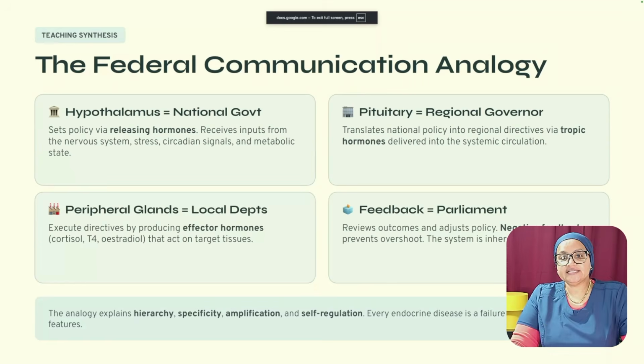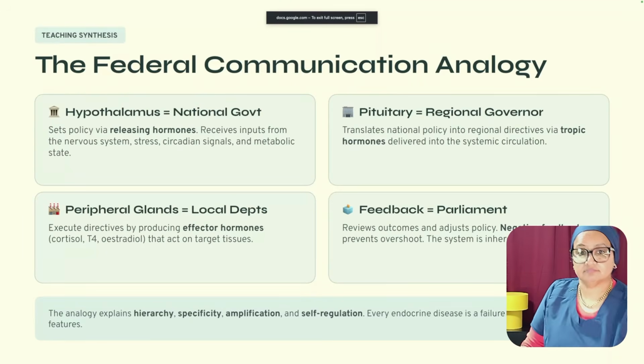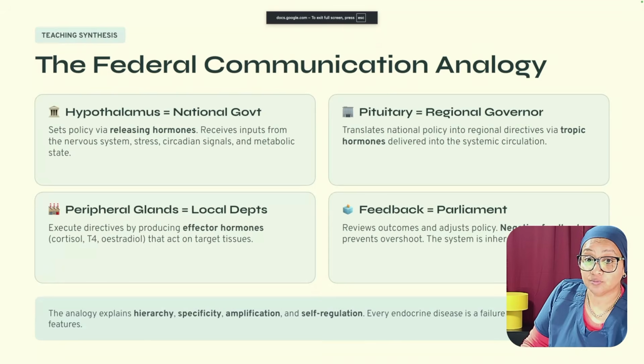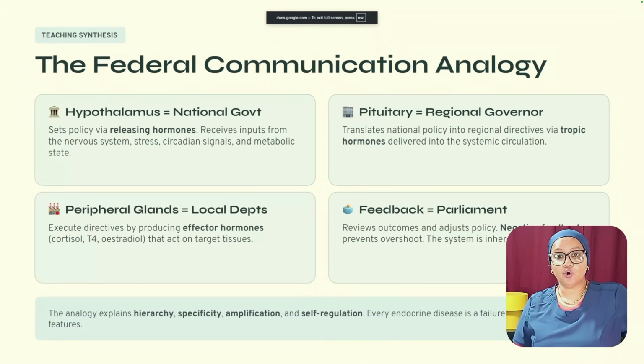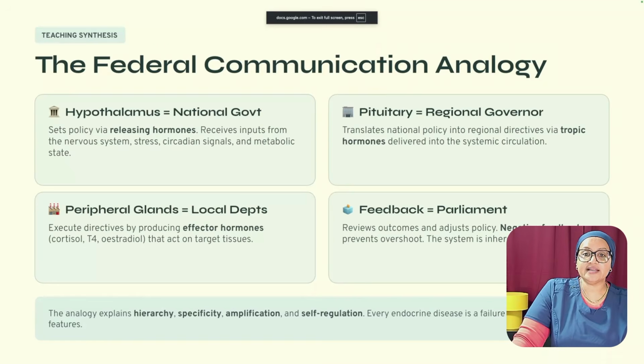Then the pituitary is the regional government. It receives policy directives via the portal circulation and translates them into regional orders, the tropic hormones, broadcast into the systemic circulation at much larger amplitude than the hypothalamic input. Then the peripheral glands are the local departments. They receive their directives and produce the effector hormones that actually execute the work at the tissue level: thyroxine, cortisol, estradiol, testosterone, and so on.